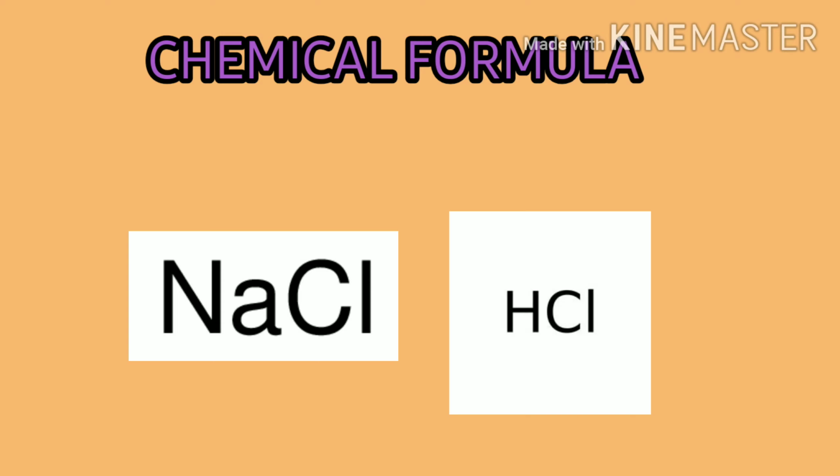Here you can see HCl. What is the formula? HCl. The name is hydrogen chloride. It consists of hydrogen and chlorine. So the symbol of hydrogen is H and chlorine is Cl. So they combine and form HCl. So the formula of hydrogen chloride is HCl.